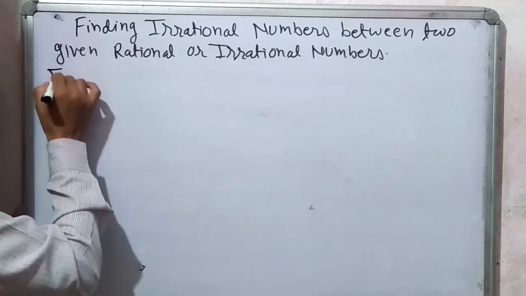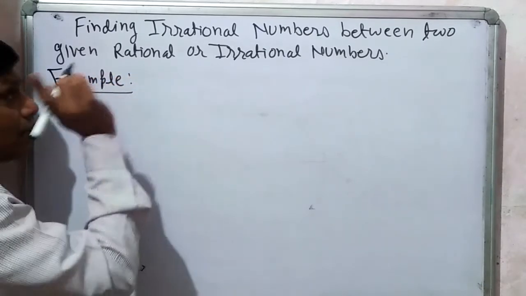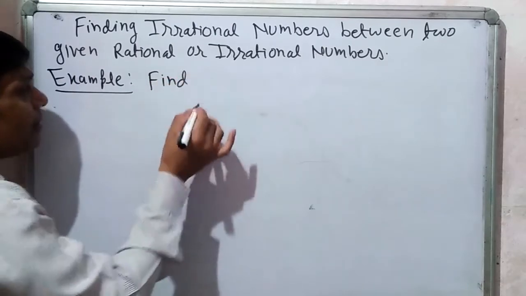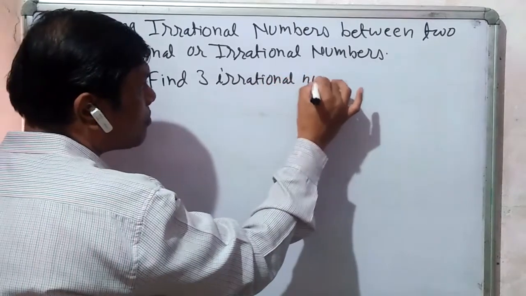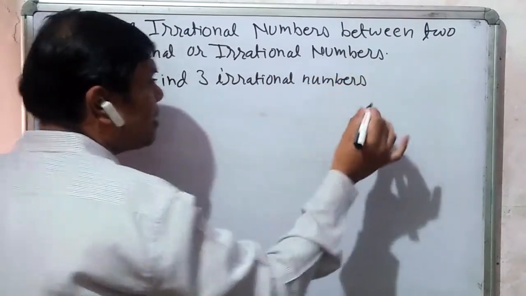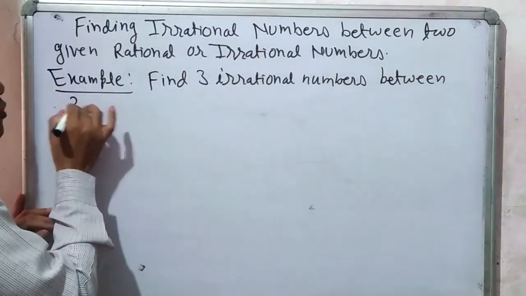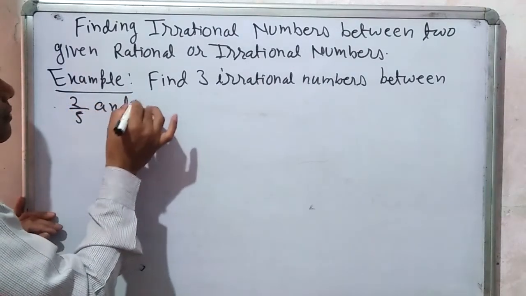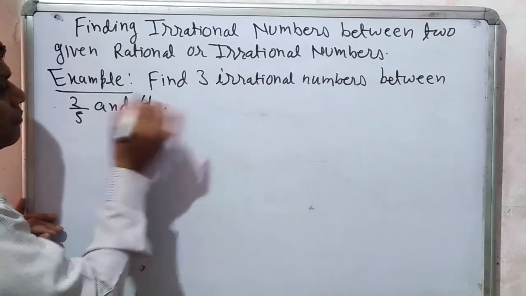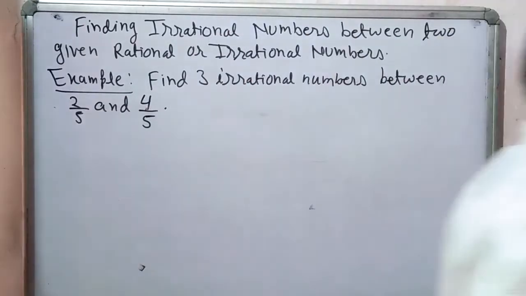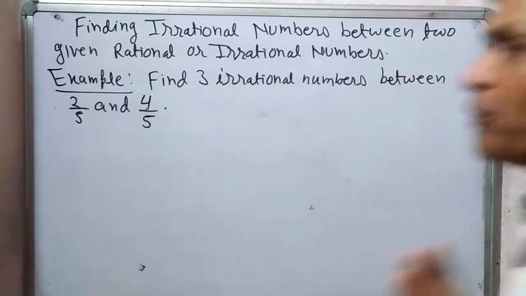First we'll take the example for finding between two rational numbers. So suppose we are given: find three irrational numbers between 2/5 and 4/5. Suppose we are given this question, we have to find three irrational numbers between 2/5 and 4/5.